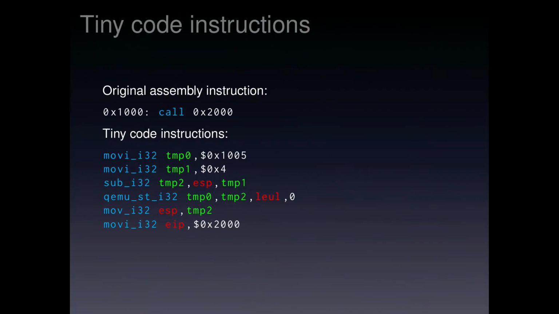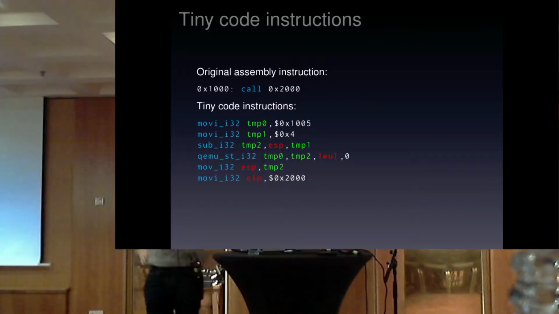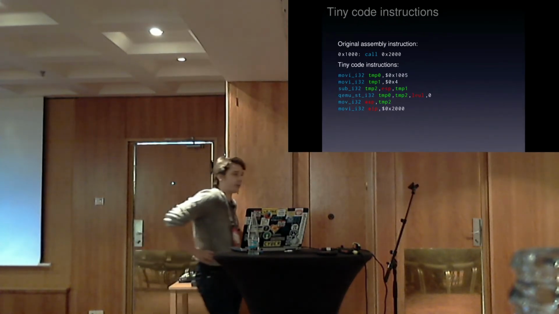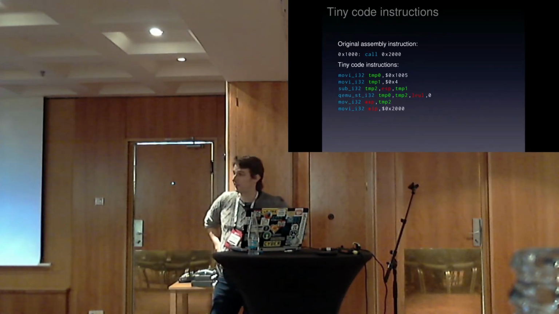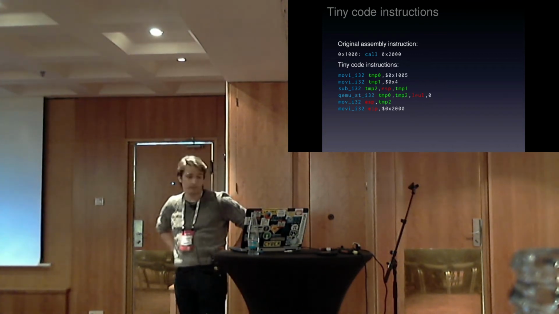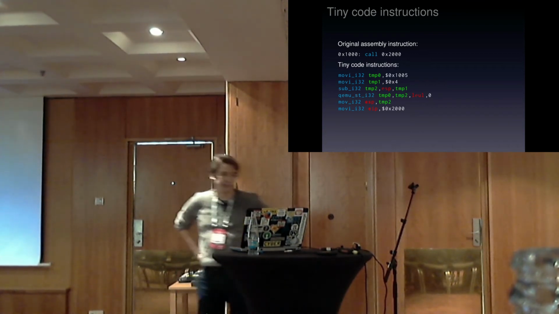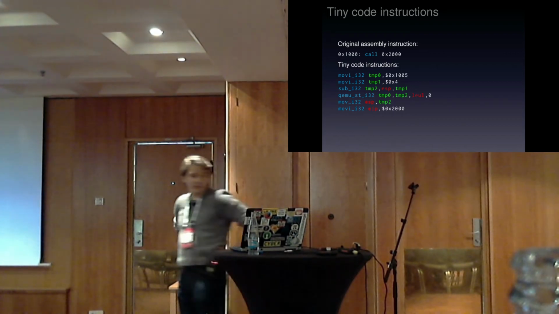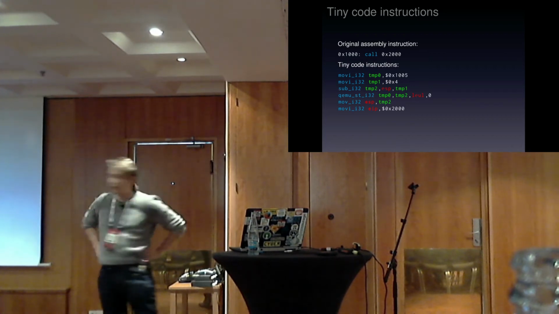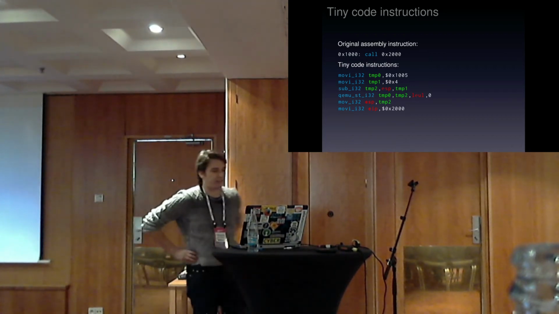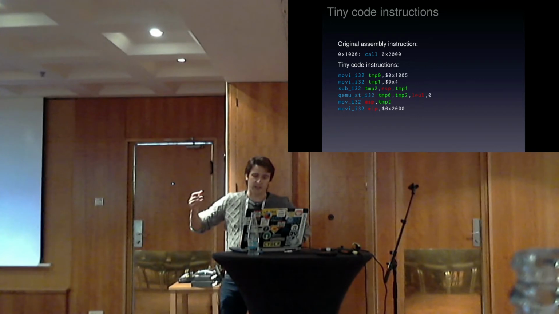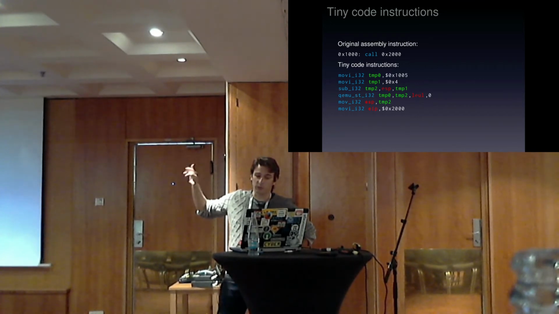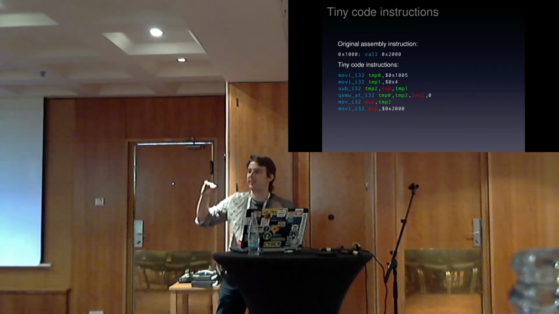So let's see what they look like. On the top here, we have a call instruction at address 0x1000. It's from x86-64, let's say, which is calling a function at address 0x2000. And below, we can see the corresponding tiny code instructions generated by QEMU. As you can see, we are writing the value 0x1005 into a temporary variable. And if you look at the following 4 instructions, that's basically a push.